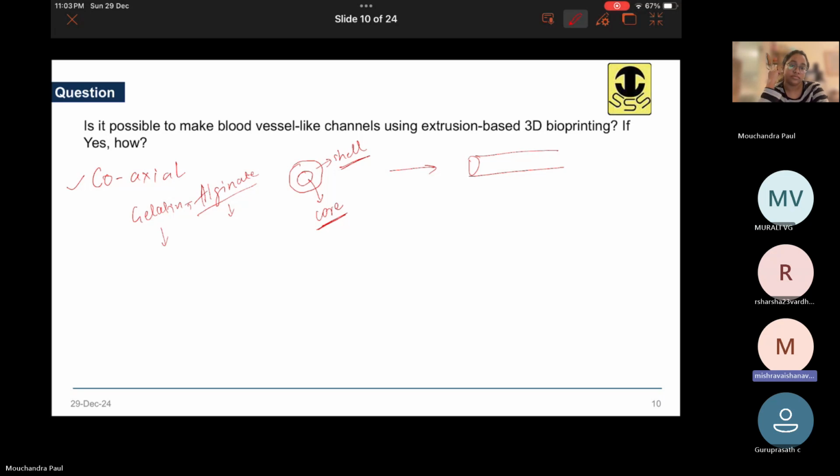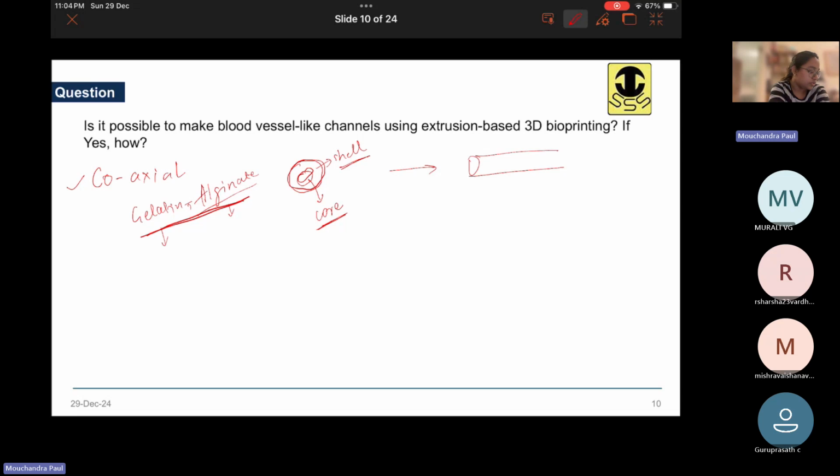Ma'am, can you repeat the question? The question is: these two materials, gelatin and alginate, are there with us, and now you want to make a hollow channel using coaxial bioprinting with a coaxial needle. In which section will gelatin flow in the needle, and in which section will alginate flow in order to get a hollow structure? How will you flow these two materials in a coaxial needle?